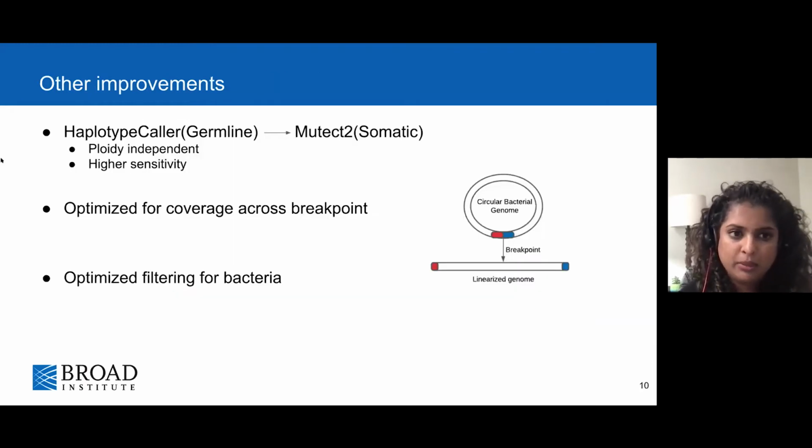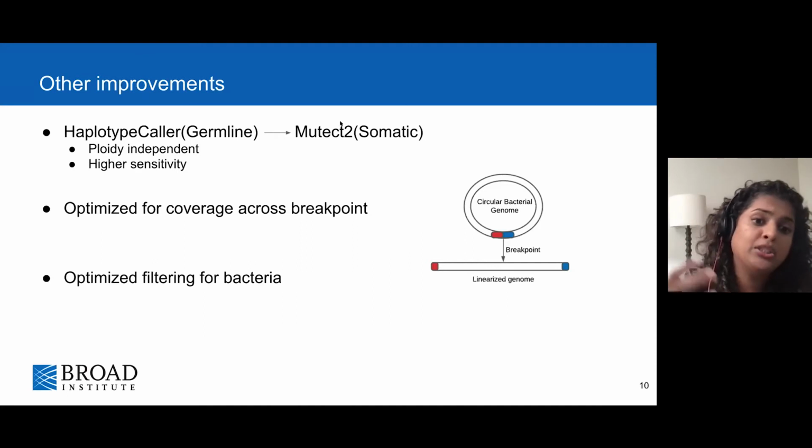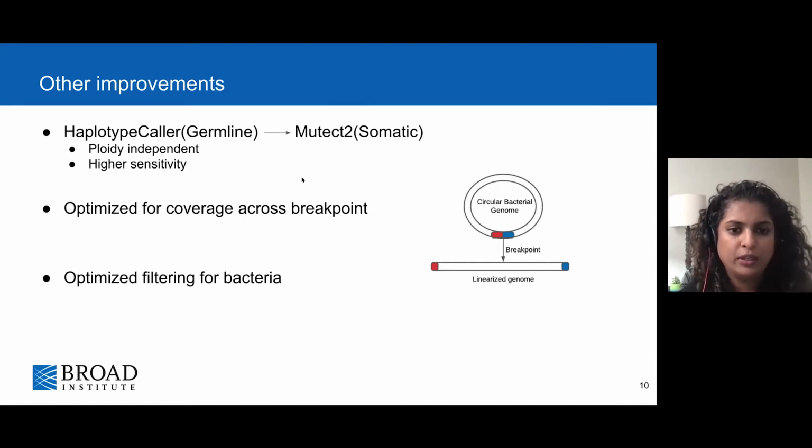Some other improvements that we've implemented: we have two variant callers in GATK, a germline and a somatic variant caller. We've noticed that most researchers use the germline variant caller, but our somatic variant caller, called Mutect2, has much higher sensitivity for bacterial variant calls. The germline variant caller determines variant likelihood depending on the ploidy and its associated allele frequencies. Based on our benchmarking, we've noticed that our somatic variant caller does a much better job.